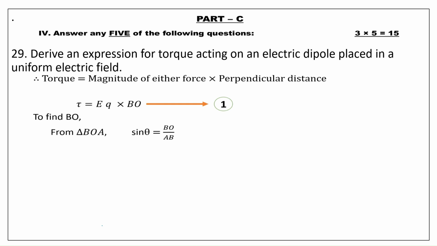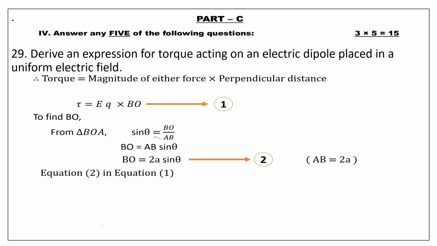To find BO, from triangle BOA, sin theta is equal to BO by AB. Therefore, BO is equal to AB sin theta. But AB is equal to 2A. Therefore, BO is equal to 2A sin theta. Mark it as equation number 2.